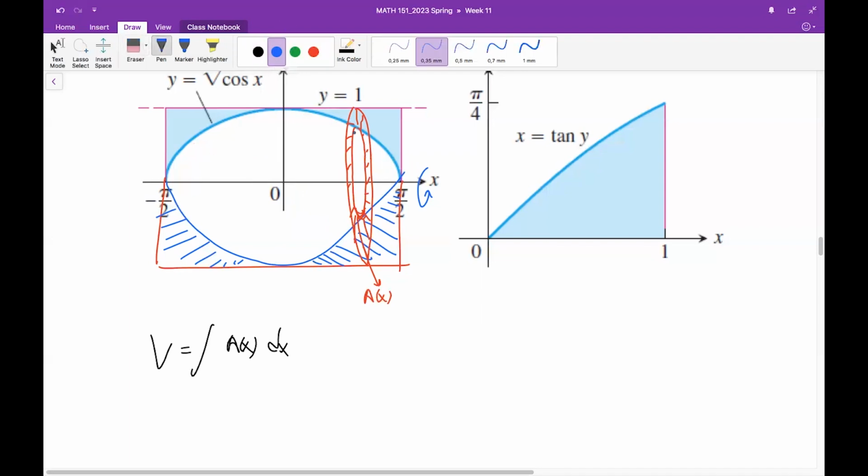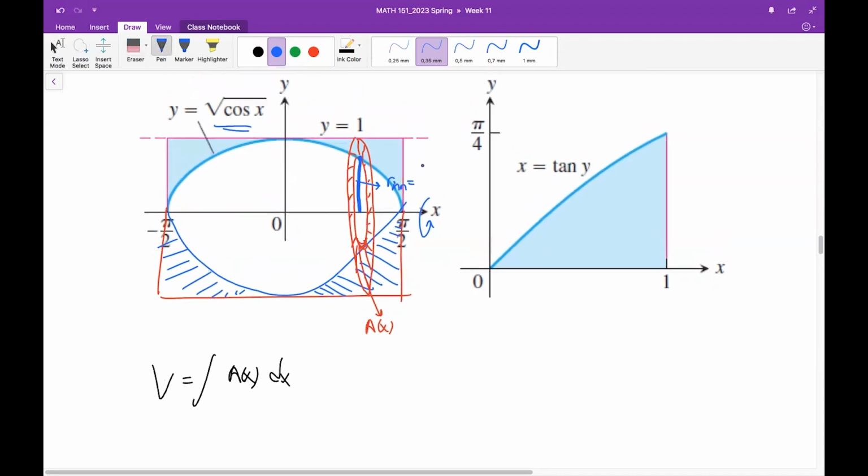Okay, so this is a ring. That's why it has an inner radius, which is determined by the given curve. So what is the inner radius here? Look at the equation of your curve. It is square root of cosine x. And this ring also has an outer radius, right? Which is here.